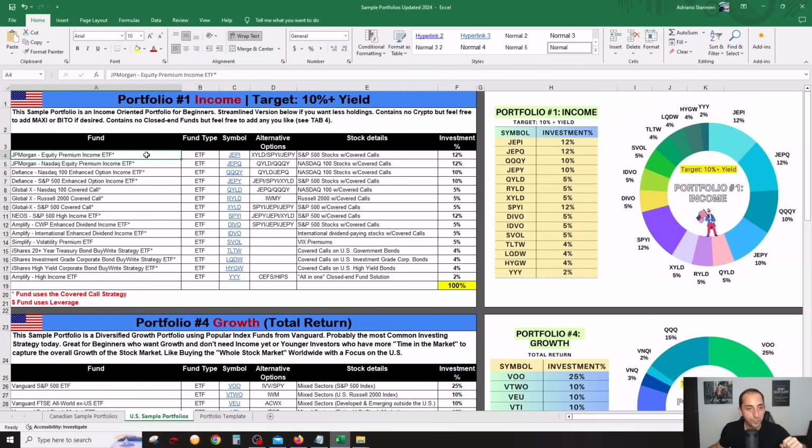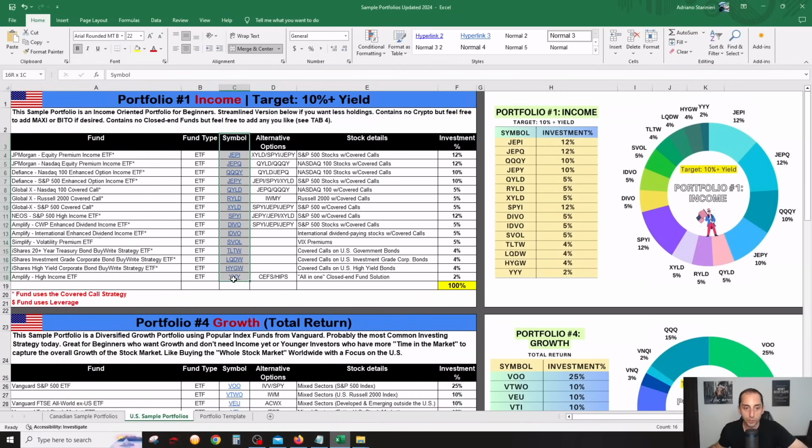So there's a star next to the name. It means it's a covered call strategy. And if there's a dollar sign, I believe none of them are leveraged here. There's a little bit of leverage, but I don't think there are any on the US side here. So let's get started. Let's go through them really quick, one by one.